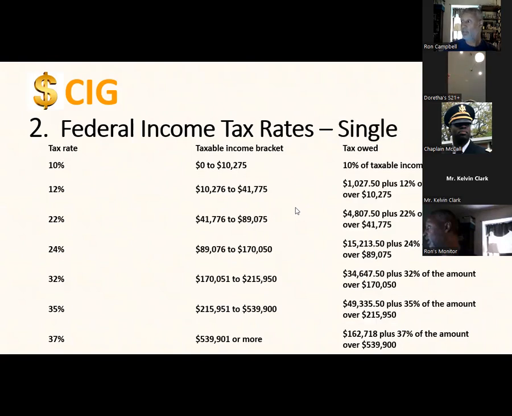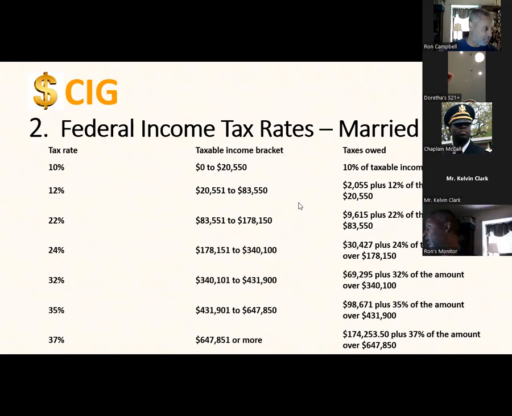Now you see the difference between single right here and then the married. You can see the differences in the amount of money that's included within the bracket. This is using the one for married filing joint, but you have other brackets. This is basically the two main brackets. Any questions about the brackets? Everybody knows kind of how the standard works.